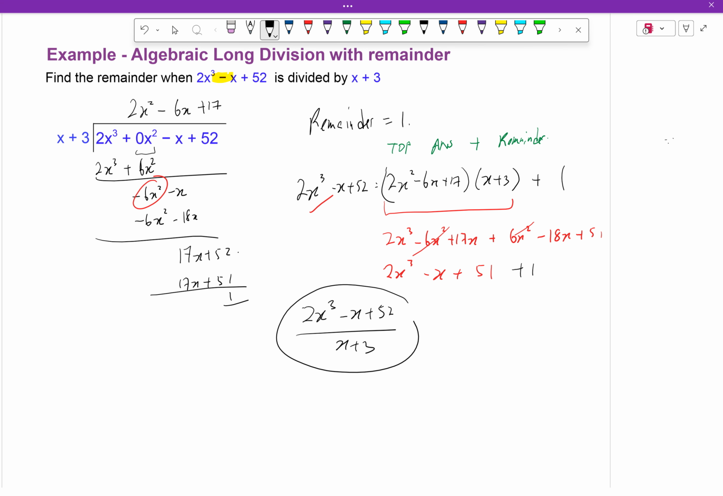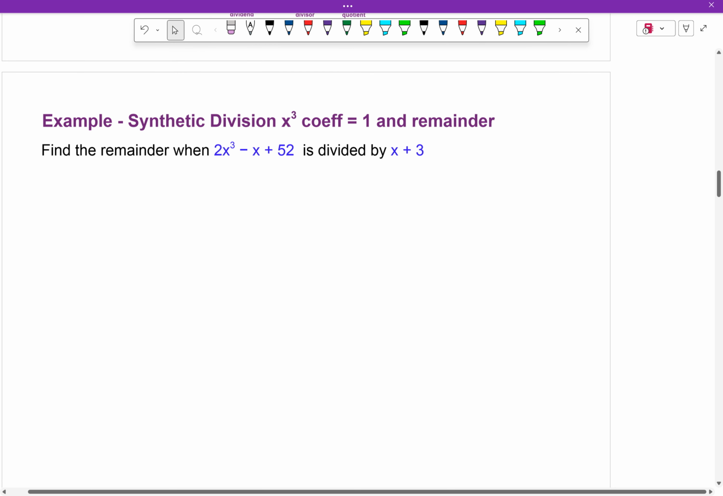This is the question by itself. It's equal to our top answer. Again, top answer which is 2x squared minus 6x plus 17 plus this one, you just have to be careful. It's 1 over x plus 3. Because here we still have to continue to divide it. If it's like when we talk about decimal places, we actually still need to divide it. Okay, this part is not necessary.